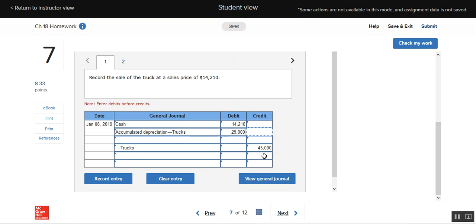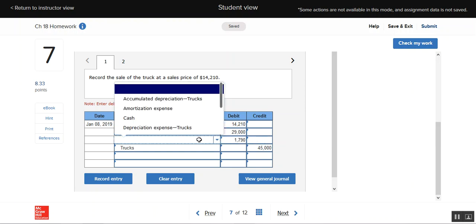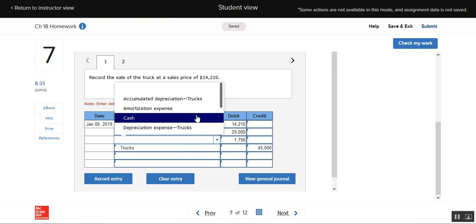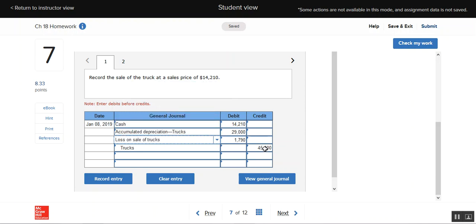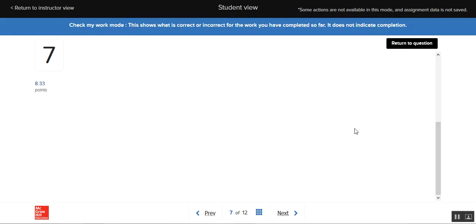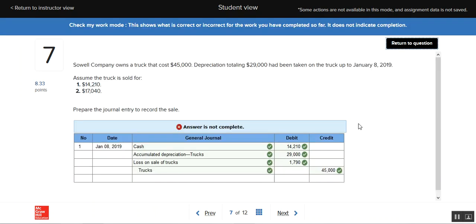So we've got to have $1,790 to bring our debits and credits in balance. So that is just a plug number. You can come at it another way, but I just like to plug it. So that's either a gain or a loss. And in this case, it's actually a loss. If it comes out to be a debit, it's a loss. If it comes out to be a credit, it's a gain. So let's just check my work.